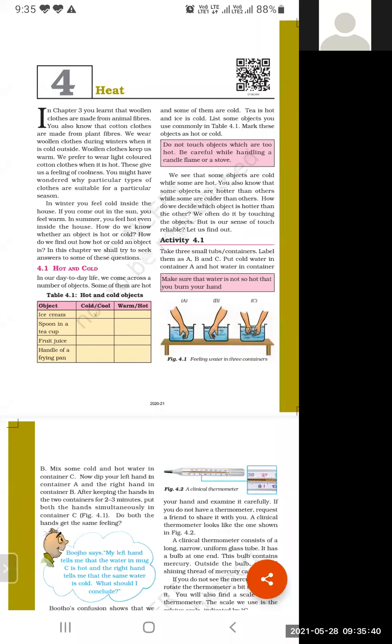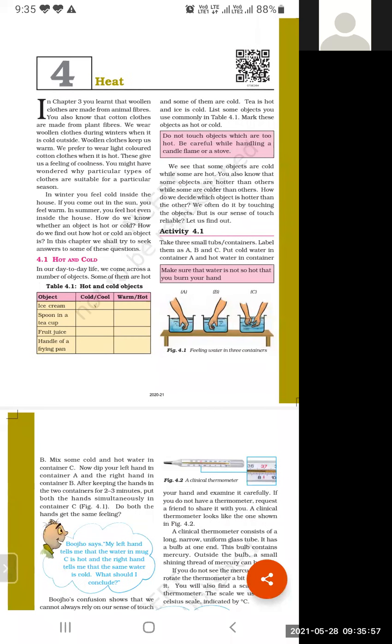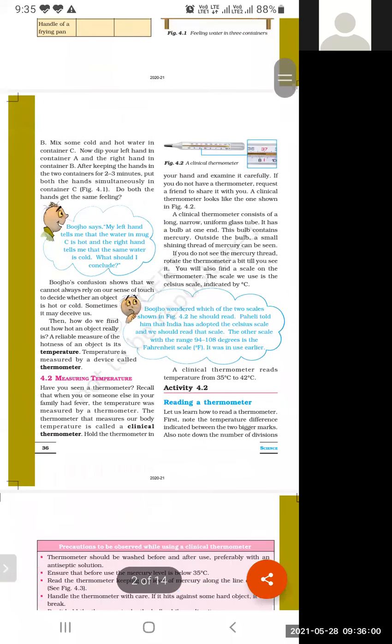Today we are going to learn transfer of heat. As we are doing chapter number 4, heat, we have discussed temperature, what is heat, then measurement of temperature.